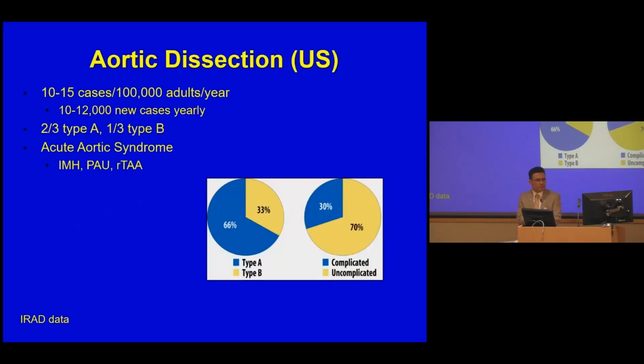Aortic dissections, based on the IRAD data in the U.S., occur at about 10 to 15 cases per 100,000 adult patient-years, which is about 10 to 12,000 new cases a year. Two-thirds of patients who present with dissection are type A, and about one-third type B. And you also have the acute aortic syndromes, such as the intramural hematoma, the penetrating aortic ulcers, and the ruptured thoracic aneurysms that present acutely as well.